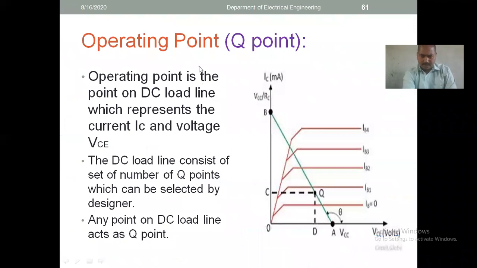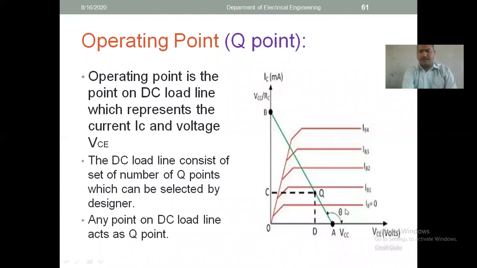We draw a line through those two points, and that is nothing but the load line. Here this is VCC by RC, and this is VC equal to VCC. On those two points, we have drawn this line. This line is called the operating line or the load line. This is the thing with respect to the operating point.